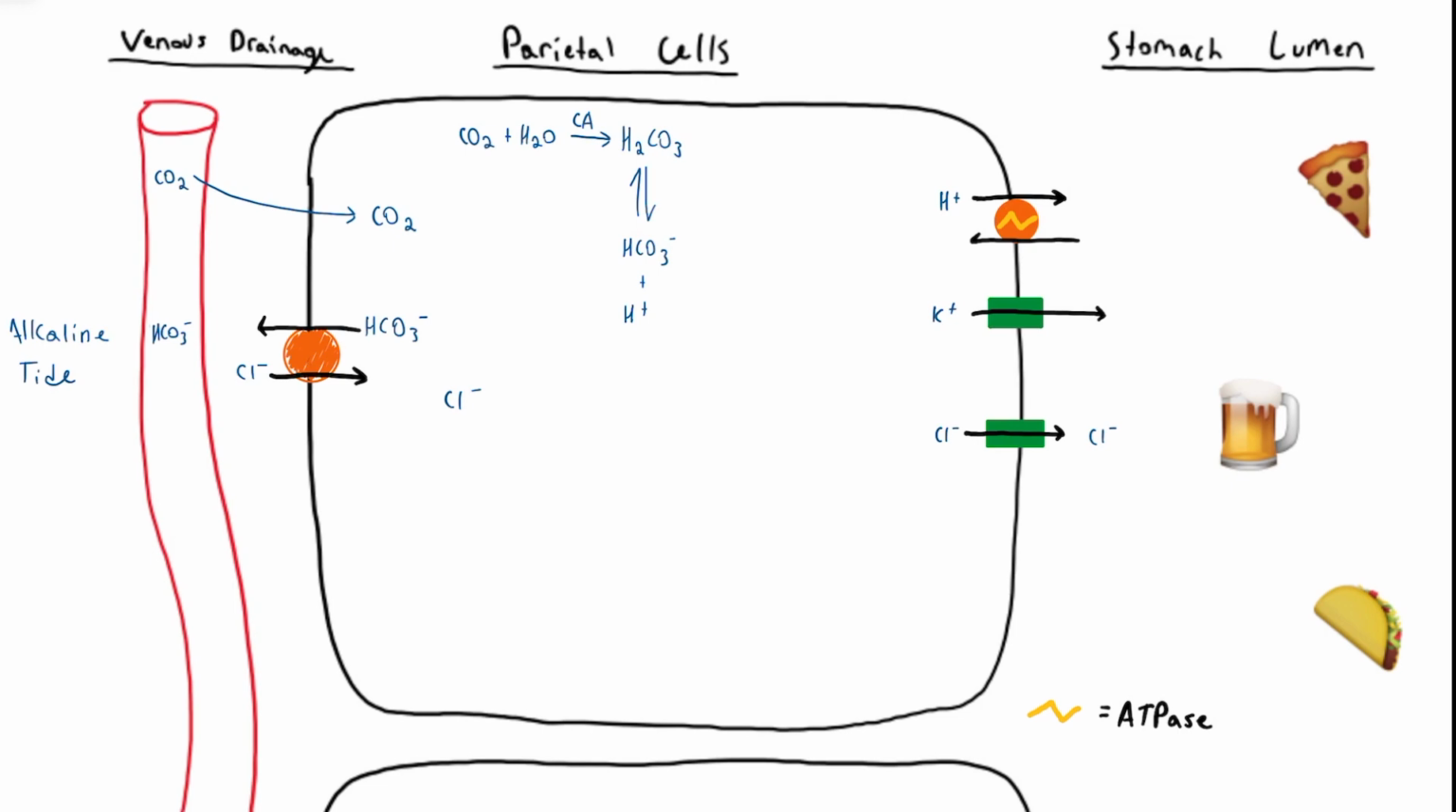Now we've gotten chloride into the cell, let's get it into the lumen. On the apical side of the parietal cell, chloride will just diffuse through a channel into the stomach lumen in what is referred to as facilitated diffusion. So now let's get rid of our proton.